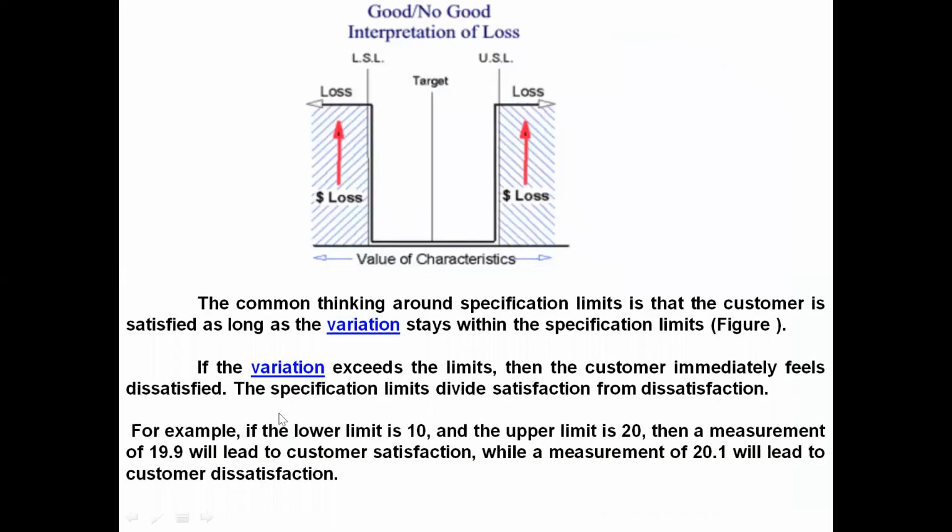The drawing pathina, you can see the drawing variation. That is the interpretation of the loss. Upper specified limit, lower specified limit, target value of the characteristic, the shaded area is called the loss. So the variation away from the specification is the loss to the society. For example, the lower limit is 10 and the upper limit is 20, the measurement is 19.9. A measurement of 20.1 leads to customer dissatisfaction. So 20 plus or minus 0.1. So the problem of 20.1 is going to be a rejection.